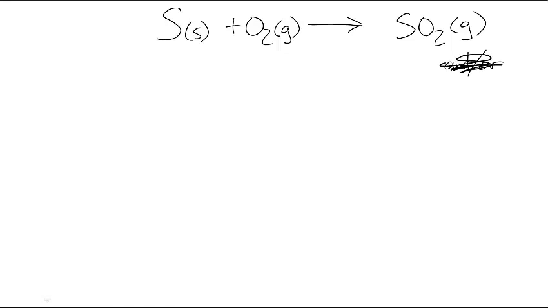All right. So S plus O2 becomes SO2. So we start with, we look, okay, sulfur and oxygen makes SO2. Well, now I have a chemical change. This is definitely a chemical change.